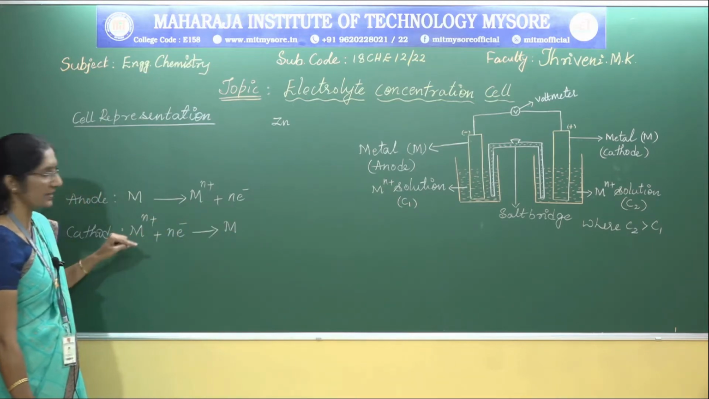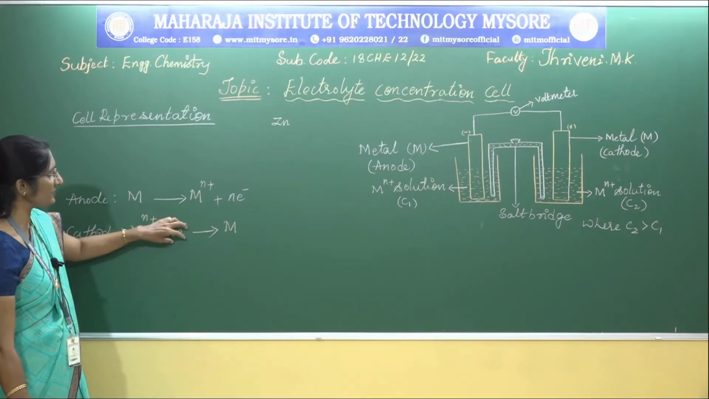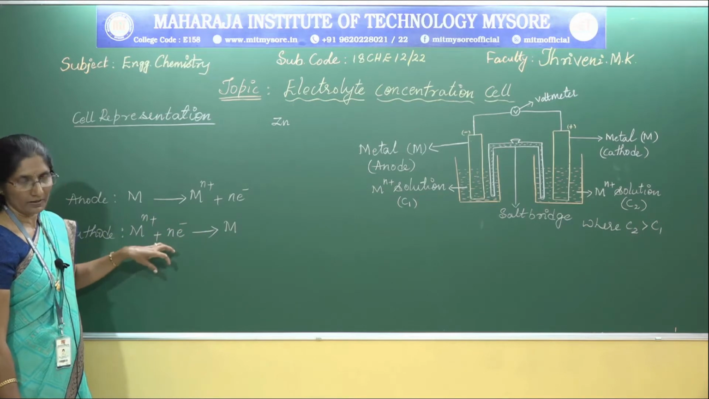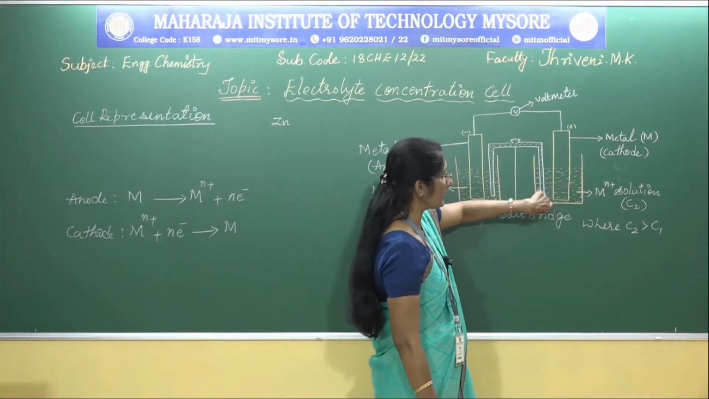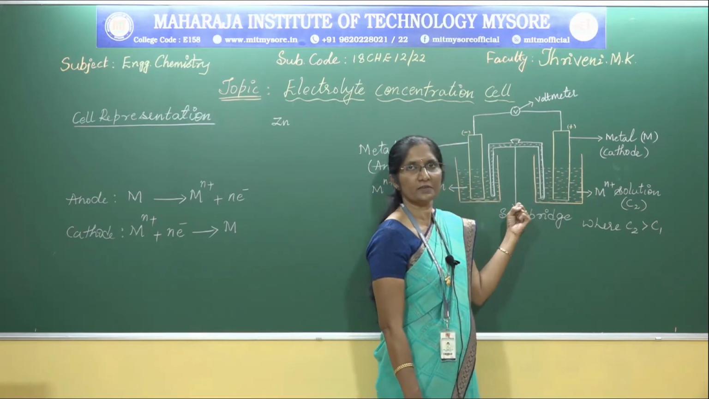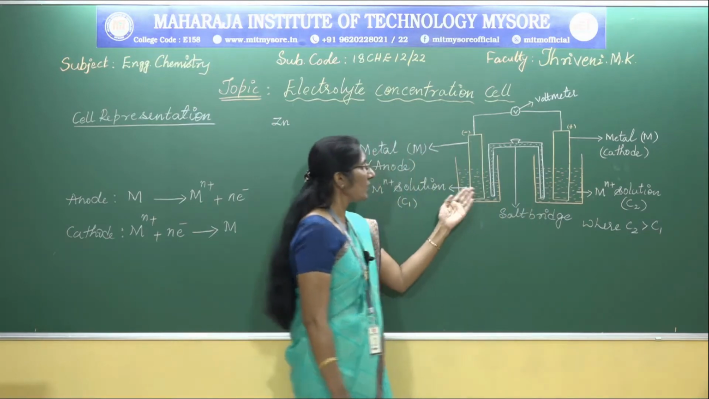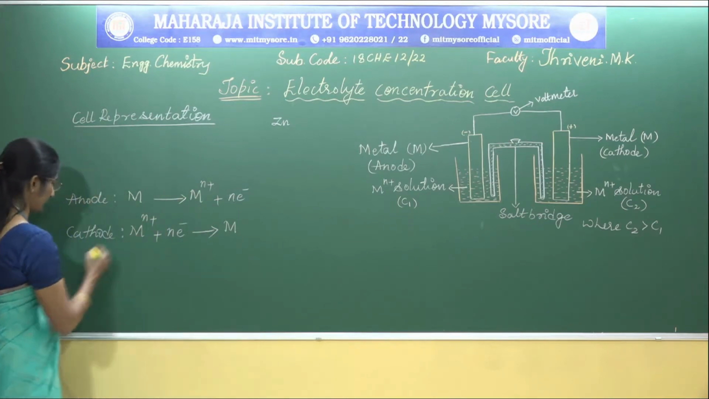How is the general reduction reaction represented? At the cathode, the metal ions gain the electrons from the electrode and the metal ions are reduced to metal. The metal ions present in the solution migrate towards the electrode, gain the electrons, and get reduced. Then what is the net reaction or overall reaction?